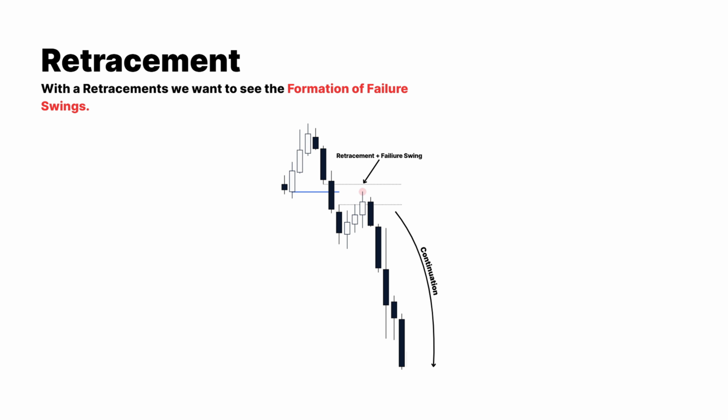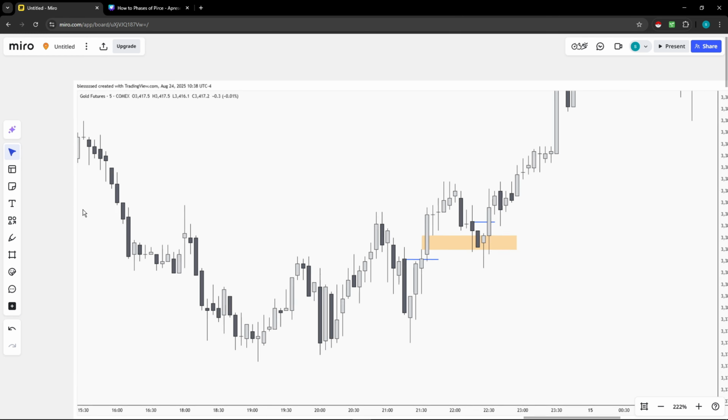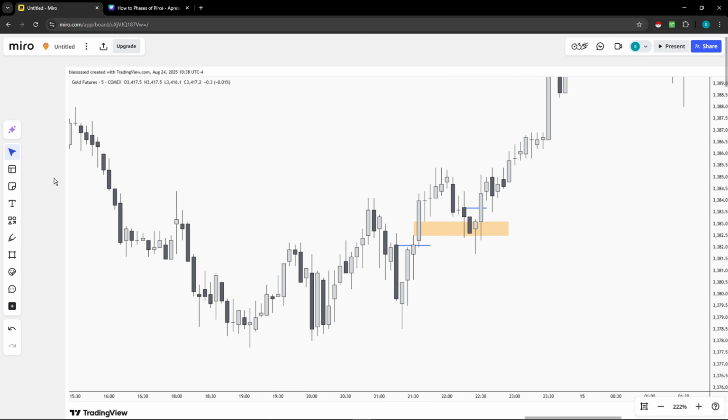Retracement is basically the easiest one of them all. As far as you understand failure swings and relevant swings, you're good to go. So this is what I mean by retracement is the easiest one, because retracement is a fundamental for trading expansions.